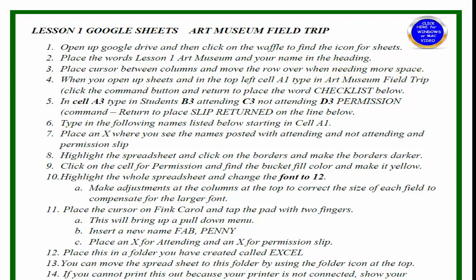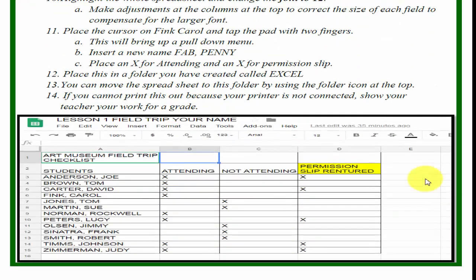What we mean by that simply is this. Let me scroll down. You'll notice that we have Art Museum Field Trip. Now you're going to have to move this column over by putting your cursor right here. Slide it over so you get the whole thing in. And then when you hit Command Return, it goes to the line directly below and you type in Checklist.